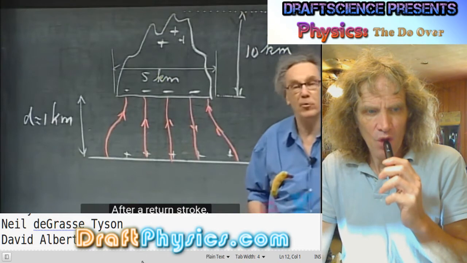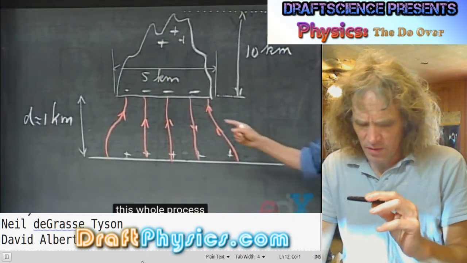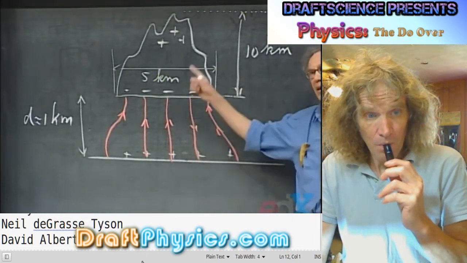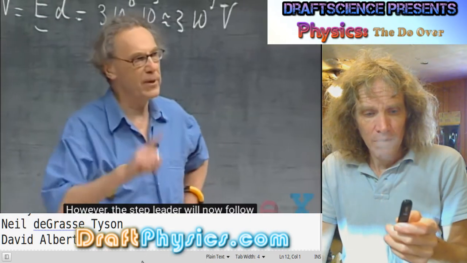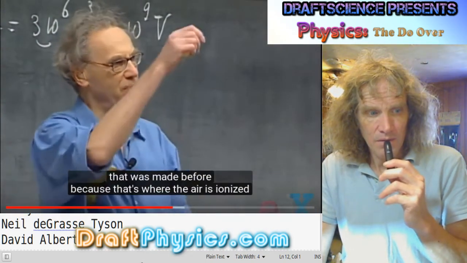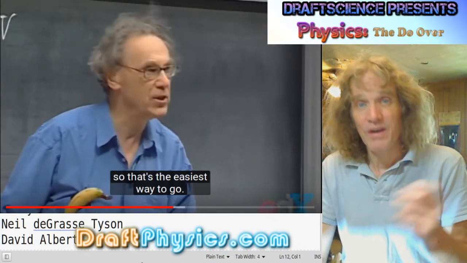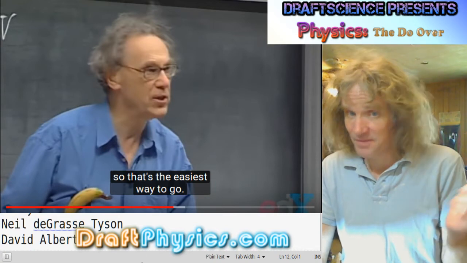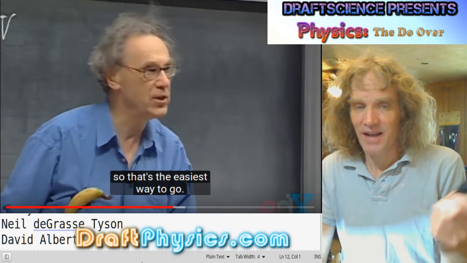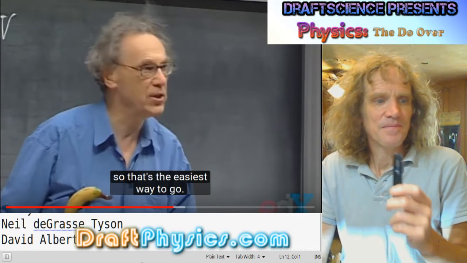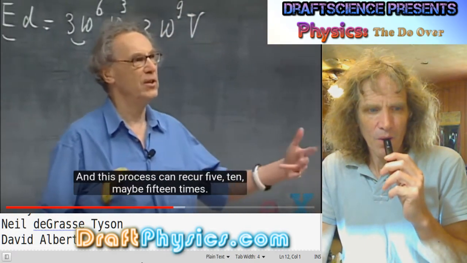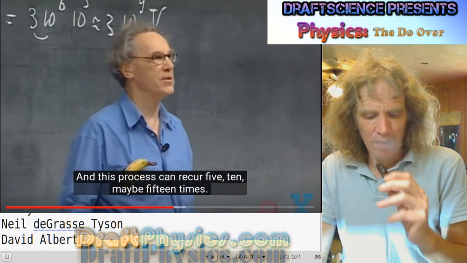After a return stroke, maybe 20 milliseconds later, this whole process can start again. You can get a step leader, and you can get the return stroke. However, the step leader will now follow exactly the same path that was made before, because that's where the air is ionized, so that's where the conductivity is very high. That's where the atoms are, frankly. Whether they're ions or not, that's where there's atoms. Easiest way to go. And this process can recur 5, 10, maybe 15 times.